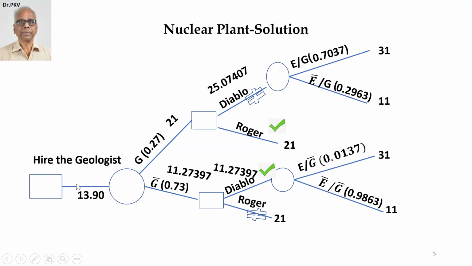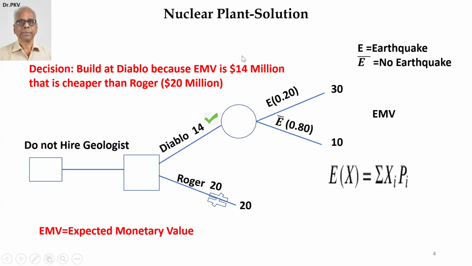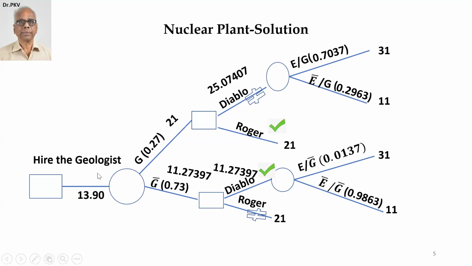So overall cost of hiring the geologist is $13.9 million. And when I don't hire the geologist, it is $14 million. And therefore I'm saving $0.1 million, which is pretty high. 0.1 million in decimal is only 0.1 million, it's actually $100,000.